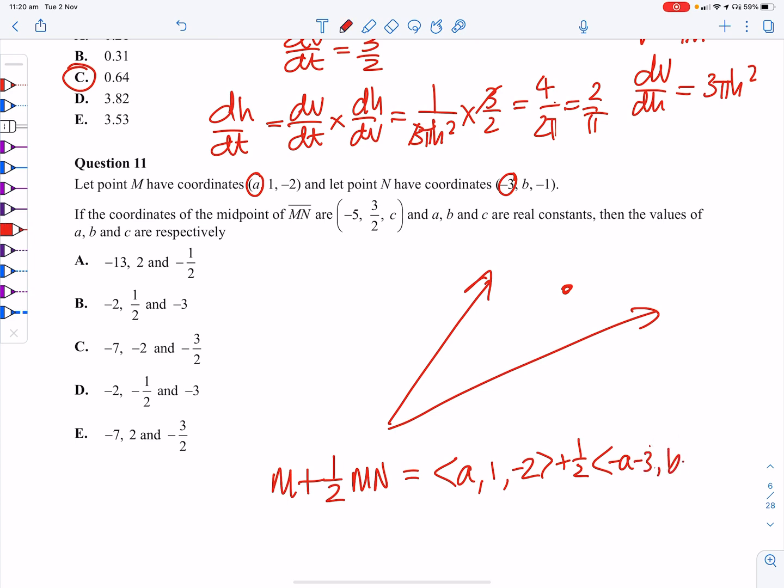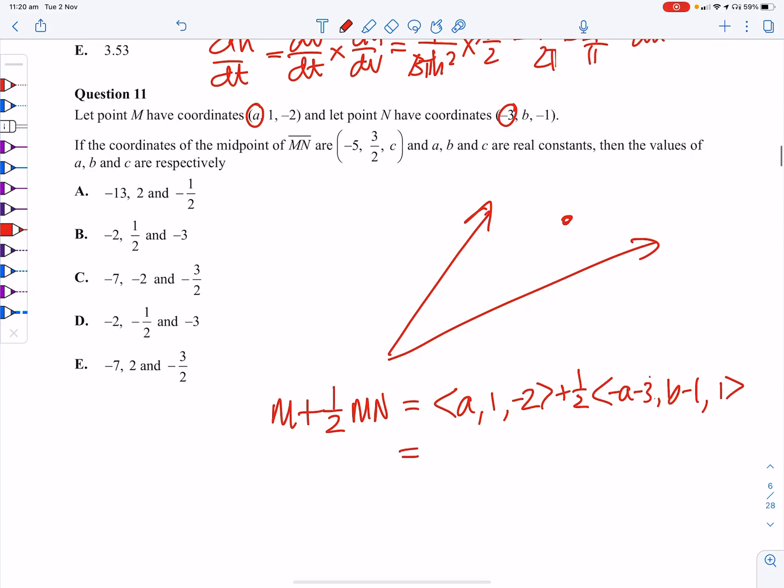Negative 1 being minus 1, and then 2 minus 1, which is 1. Okay, so what do we get here? We get A minus a half A, which is a half A, minus 3 on 2, 1. We get B in the middle, and then we get negative 2 plus a half, negative 3 on 2.